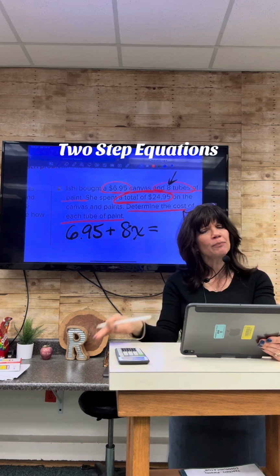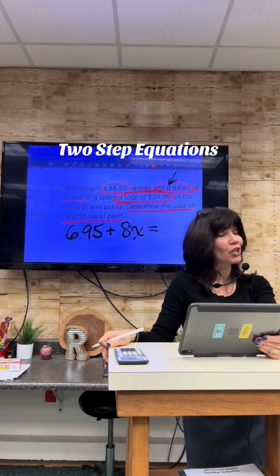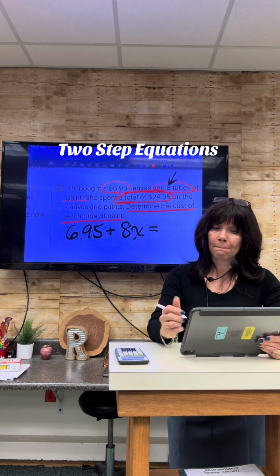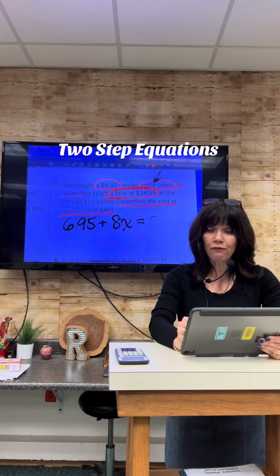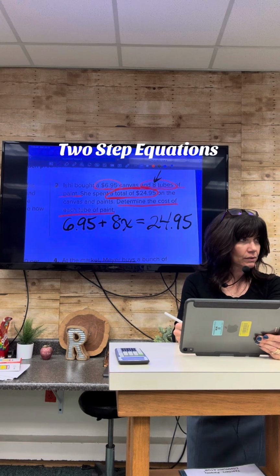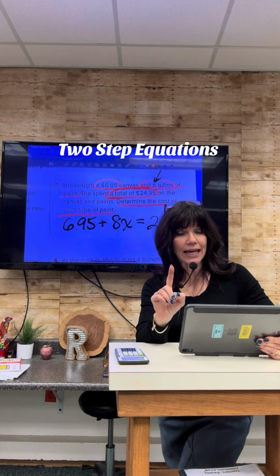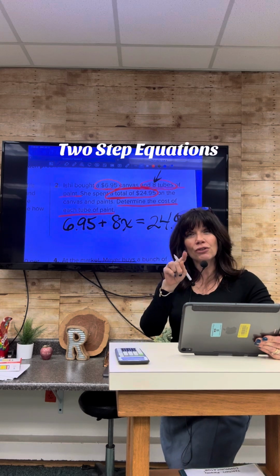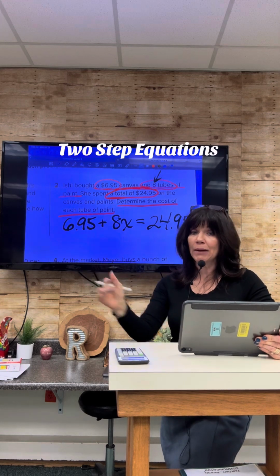Equals, hey, did they give me the total somewhere that she's going to spend on all of this? Yes, they did. What is the total amount of money? $24.95. Everyone in this room should have written $24.95. Now, we're going to work through this one together, but I'm not going to give you the answers along the way. I'm going to ask you to do that on your own. But let's talk about it first.